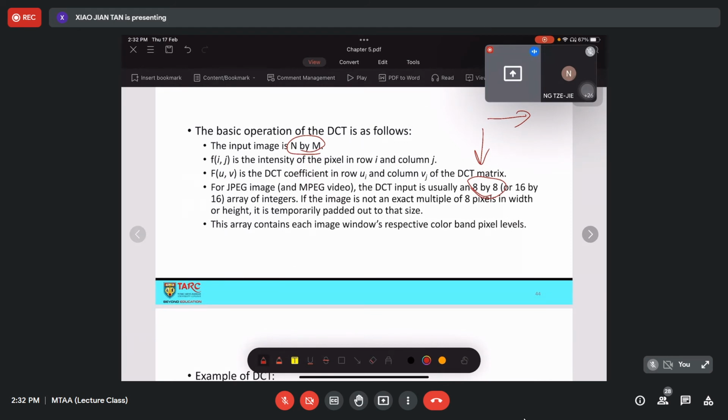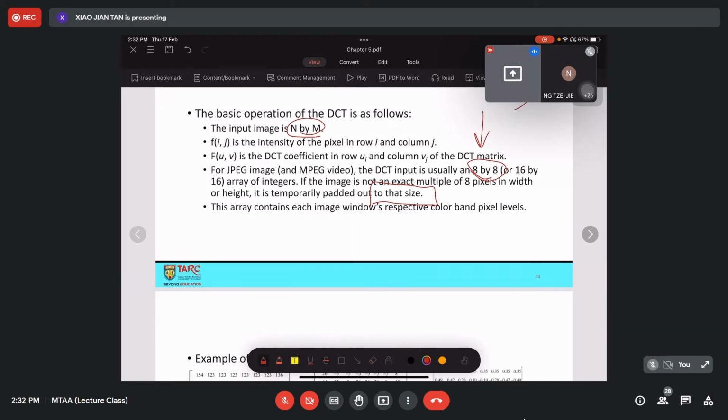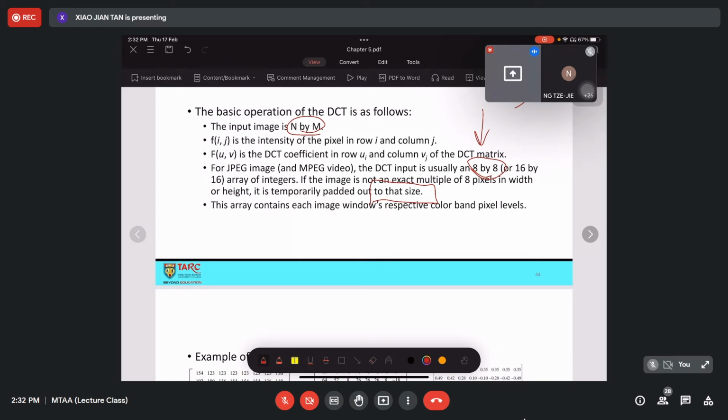If the image is not exactly a multiple of 8 times 8, it will temporarily be padded out to that size. Again, there would be padding if the image is not divisible by 8 times 8 or 16 times 16, so you need to pad out, depending on what padding method you are using. The array contains each image window, respective color and band pixel level. So if you have a color image, for example RGB, you actually perform the compression in all layers, the R layer, G layer, and B layer. You will not compress in the original RGB color.